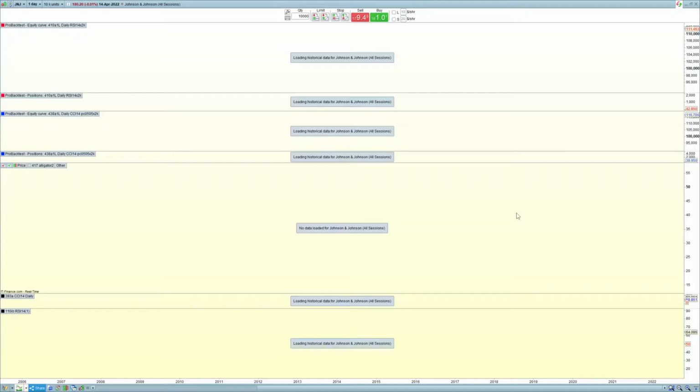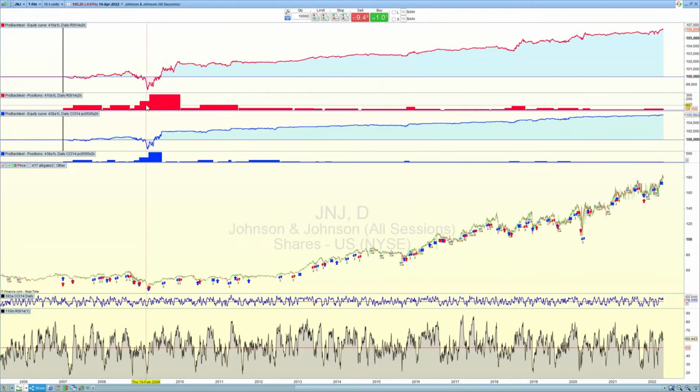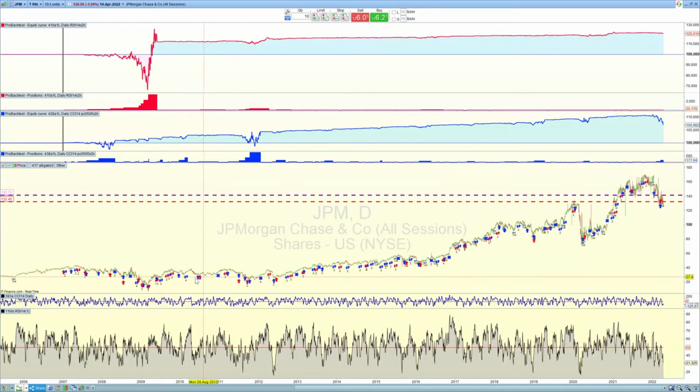Johnson & Johnson, this had a more gradual rise along the way. More averaging down occurred during the 2008-2009 period during the GFC. Most of the rest of the time, very minimal averaging down, with the exception of this period here. So quite a nice ride for Johnson & Johnson. JP Morgan, very similar results. Big decline here during the GFC for the RSI, not so much for the CCI strategy, but it had a gradual decline.